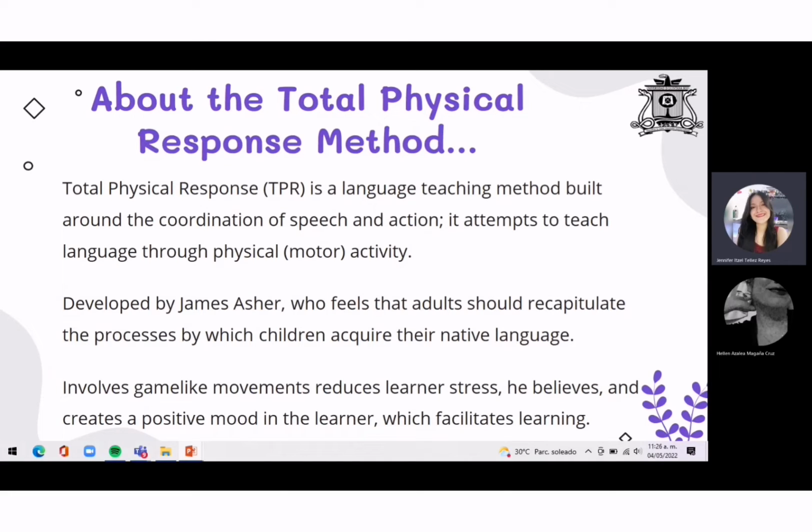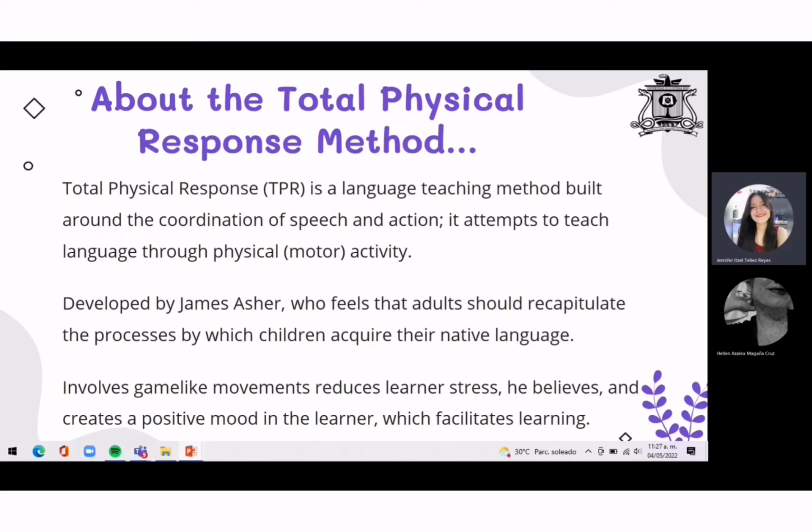First, let's talk about what the total physical response method consists of. Well, it's a language teaching method built around the coordination of speech and action. It attempts to teach language through physical activity. So basically, you learn something by physical movements or gestures. It was developed by James Asher, who feels that adults should recapitulate the processes by which children acquire their native language.